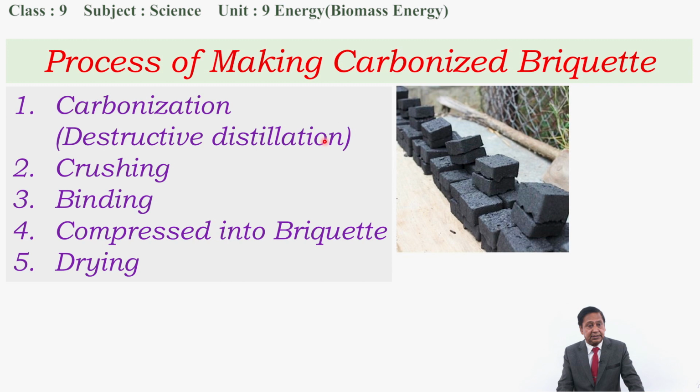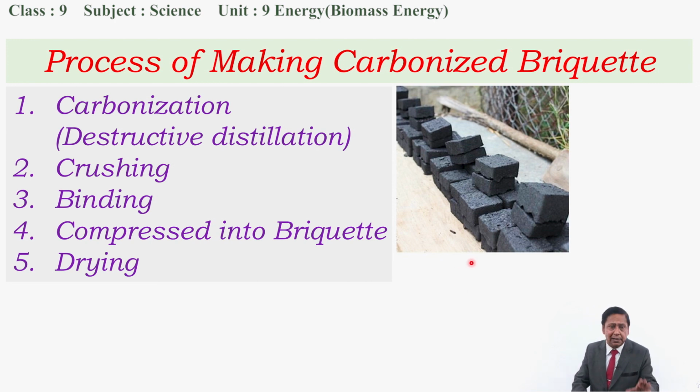The first process is carbonization. It is the process in which we produce charcoal, and then crushing this charcoal, the powder is mixed with binding material and then we compress it and the briquette is made. After making the briquette, it is dried, and these dried briquettes can be used as a source of heat energy. This is one of the methods of making carbonized briquette.